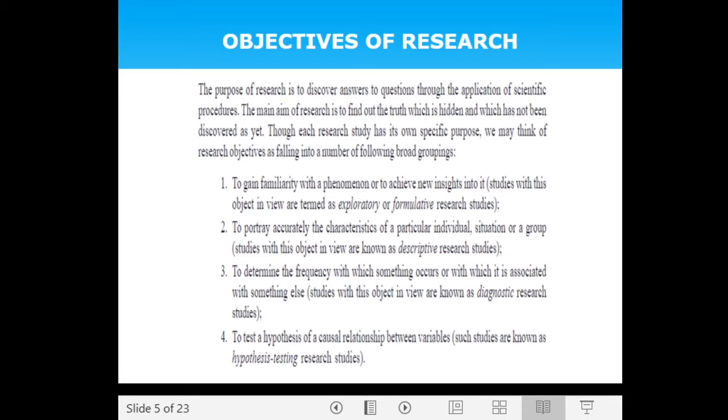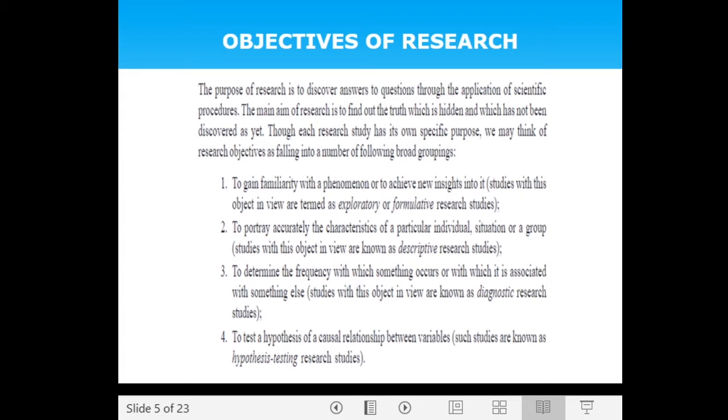So to determine the frequency with which something occurs or with which it is associated with something else. So this is called observational research, empirical research. There will be two groups. One will be the controlled group and one will be the experimental group. So they will observe both the possibilities of that group.